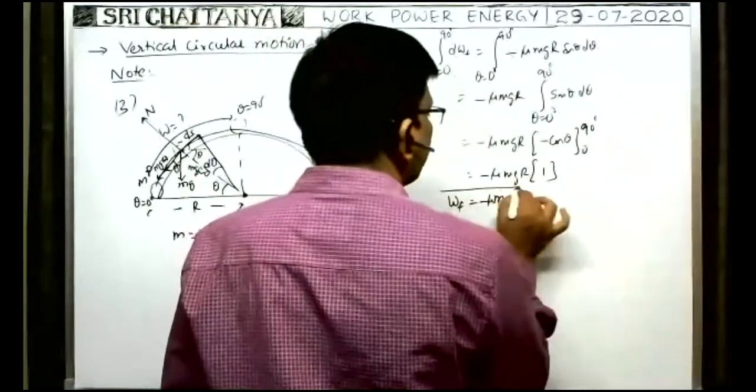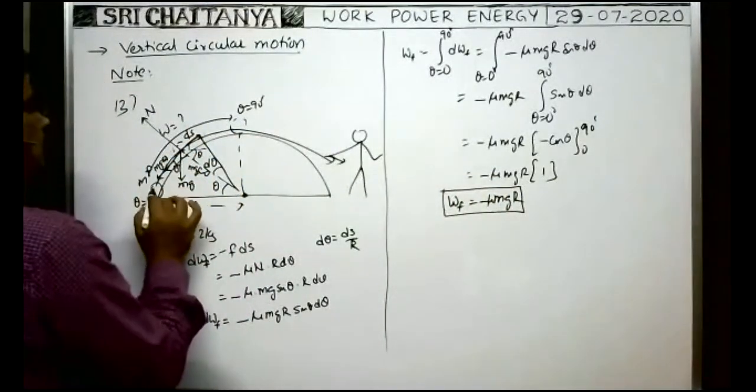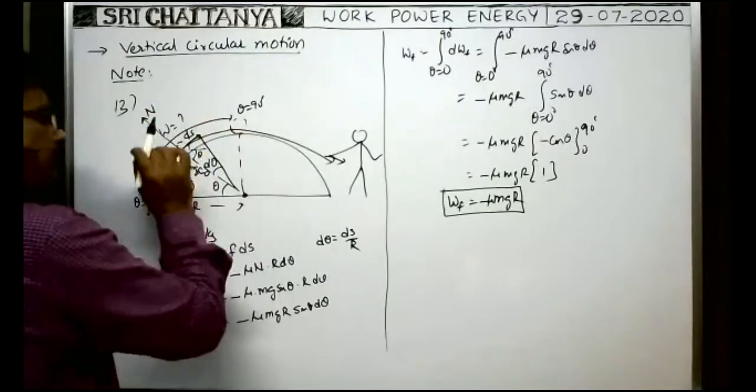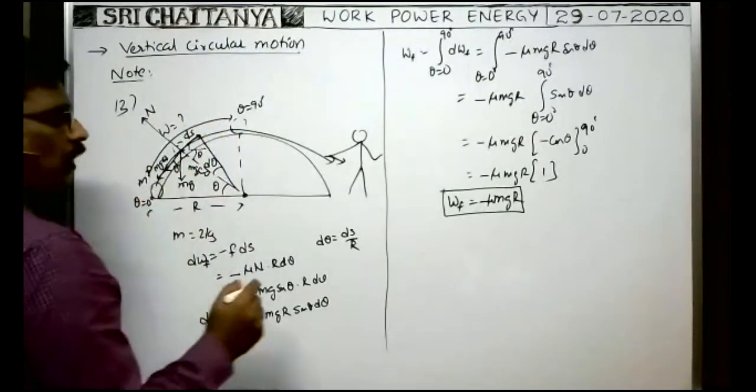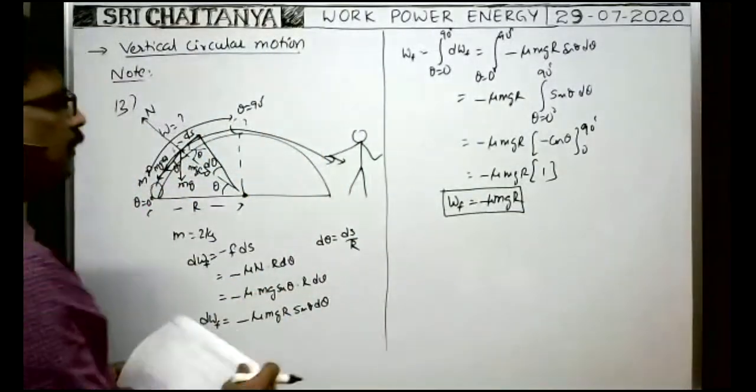Sorry, mu mg r. Here, the man is pulling the body onto the hemispherical surface slowly, or with constant speed, up to the top. If so, in this case, what is the work done by gravity?